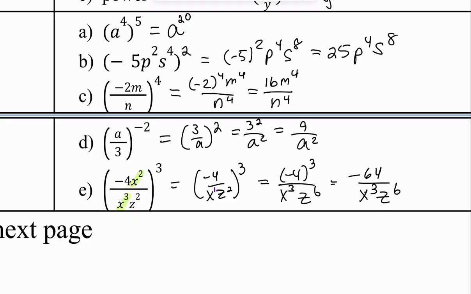So lots of rules of powers. You may have forgotten some of those. So I think this is a good place to kind of review some of those rules.